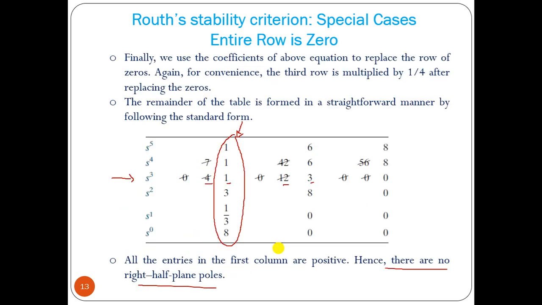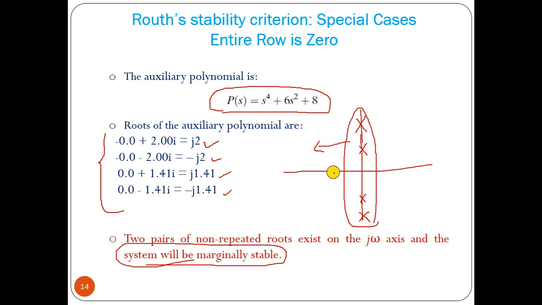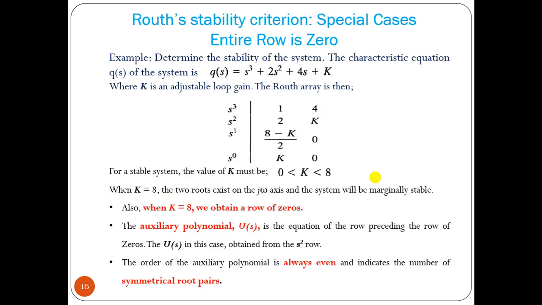Okay, now somehow it may happen that we have a negative sign here. Then this pole should be here, and the system will be unstable. Okay, so this is the way we have to find out. Let us solve another problem.